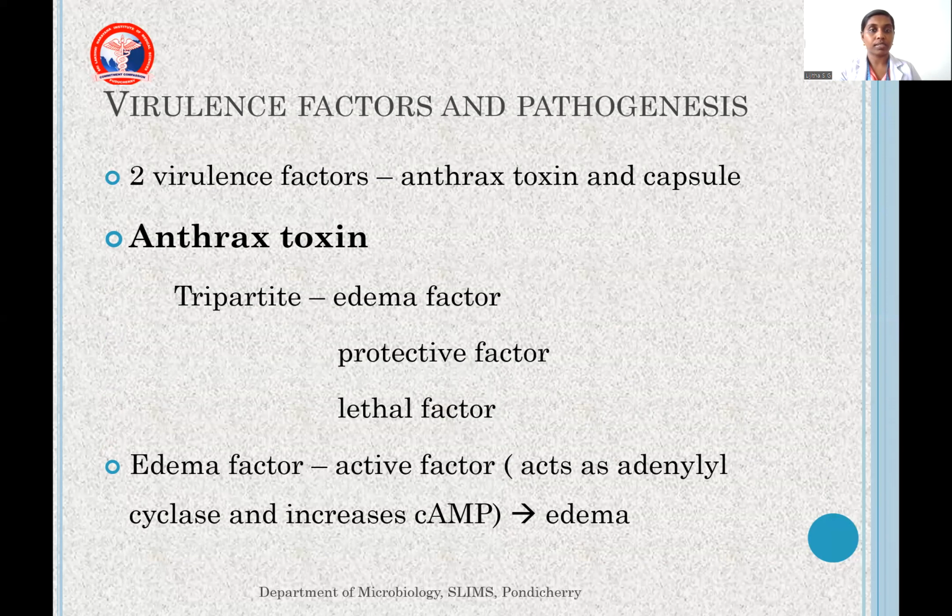Now, coming to the virulence factors and pathogenesis. The disease manifestation occurs because of two main virulence factors. One is the anthrax toxin and the other one is the capsule. Anthrax toxin has three components: the edema factor, the protective factor and the lethal factor. Of the three components, edema factor acts as the active fragment. The edema factor is responsible for the manifestations of the disease. This acts as an adenylyl cyclase and increases the host cell cyclic AMP. As a result of this, there will be edema and other manifestations of the disease.